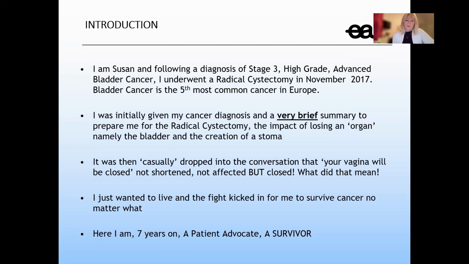So we were talking to the consultant, and it was casually dropped into the conversation that, oh, by the way, your vagina will be closed. Not shortened, not affected, but closed. And I was a bit confused at that. What did that actually mean?